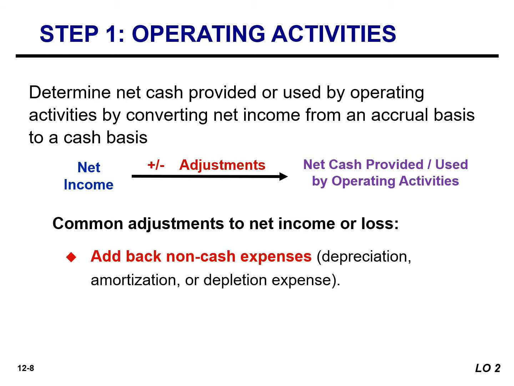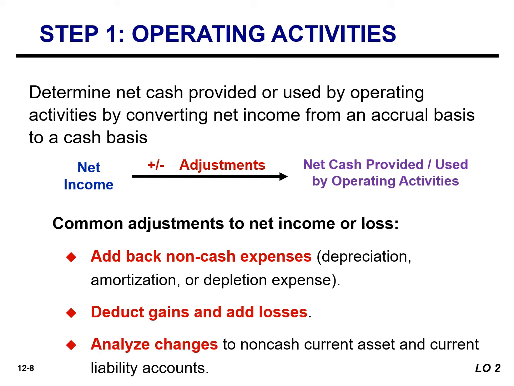The first adjustment is we're going to add back non-cash expenses such as depreciation and amortization. We're going to subtract gains and add losses. And lastly, we're going to analyze the changes in non-cash current assets and current liabilities such as accounts receivable and accounts payable. These adjustments are actually included in the handout for this chapter, and we're going to discuss each of these in detail in the next few slides.